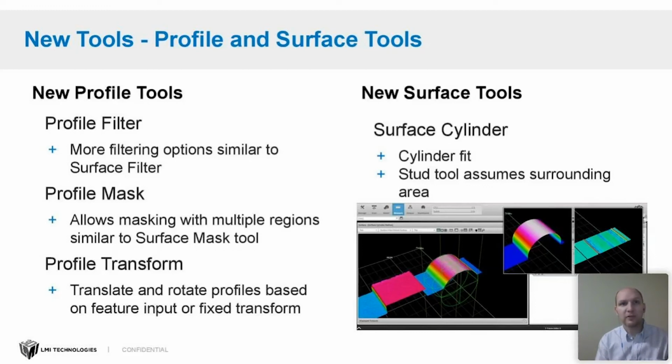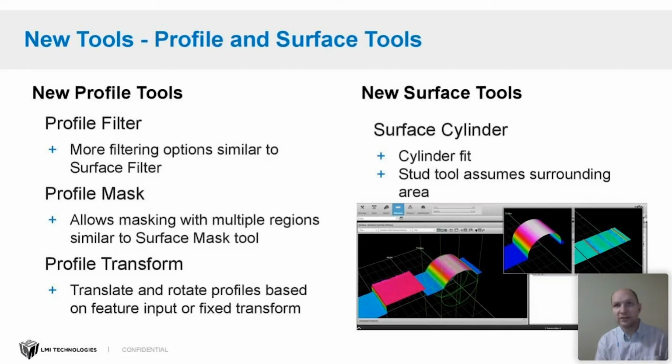Surface profile mask only allows you to mask with a rectangle or a circle, but allows you to do that now in profile mode. And then profile transform allows you to perform rotation and translation based on feature input or any fixed transform, similar to the surface transform tool.